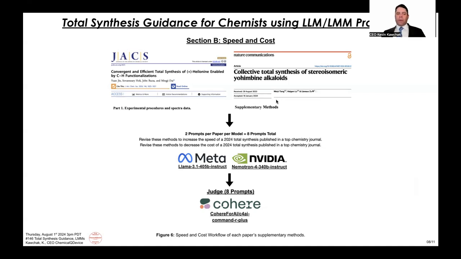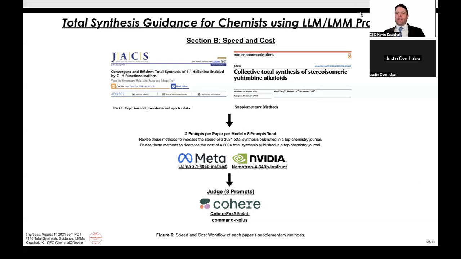So I took these same 2 papers, and instead of focusing on the full papers and supplementary or peer reviews, I chose very specifically the supplementary methods in both papers. And I gave it the task of basically saying, you need to be able to look at this and update it. So if there's anything that you can think of, the AI should be able to tell and provide information. So the 2 prompts were basically this: here are the supplementary methods in both, revise these methods to increase the speed of a 2024 total synthesis published in a top chemistry journal, or decrease the cost of the same thing.